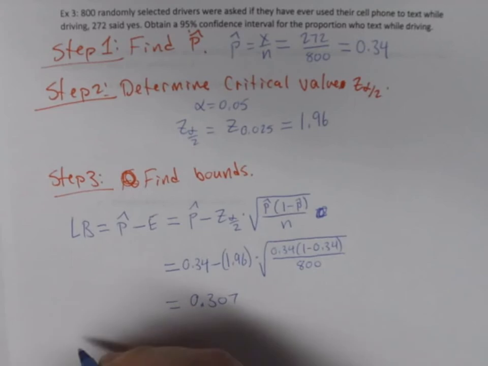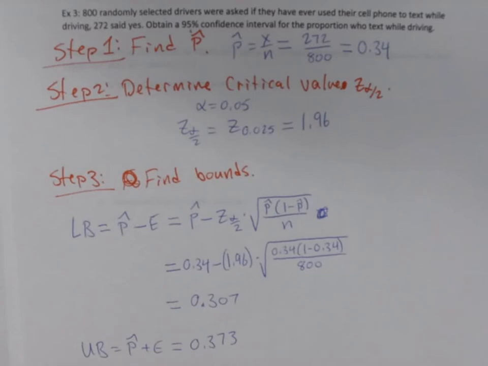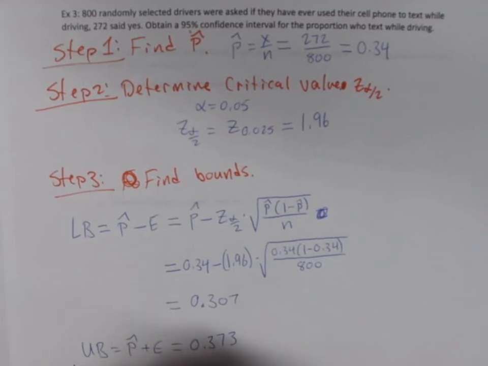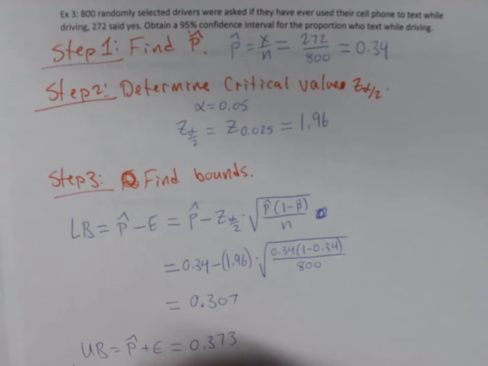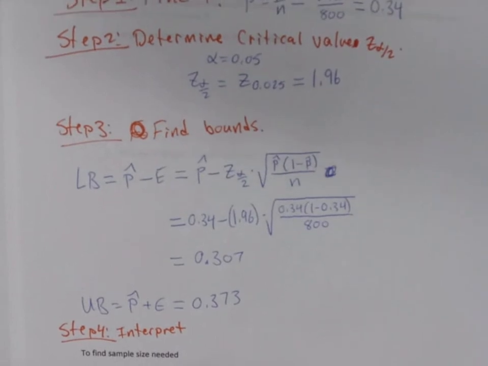And you'll do the same thing for the upper bound. I'm not going to work the whole thing out. It's p hat plus E, and when you work that out, you get 0.373. I did not leave myself enough room here, but that's okay. Step 4, this is the last step: interpret.